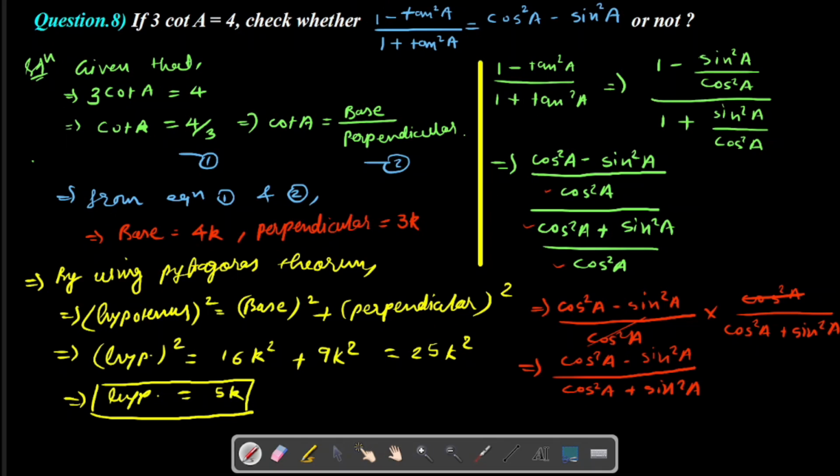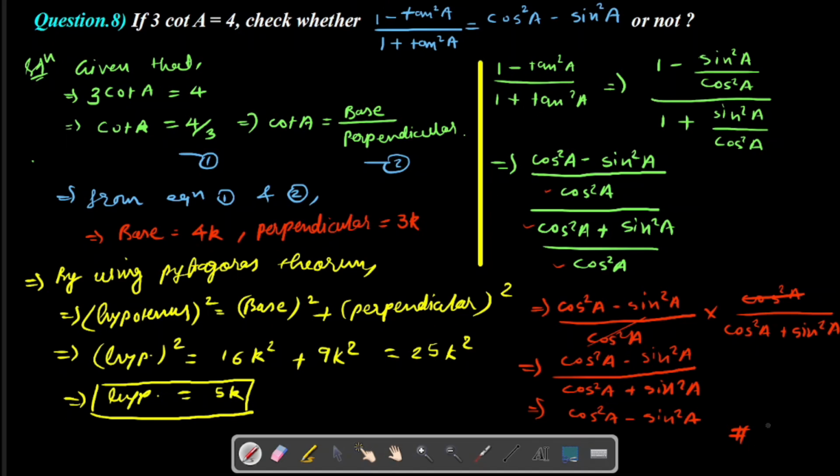Now we have to find the value of this. That means the denominator becomes 1, because we have an identity which says that sin square A plus cos square A is equal to 1. So we just write it as cos square A minus sin square A. Hence proved.